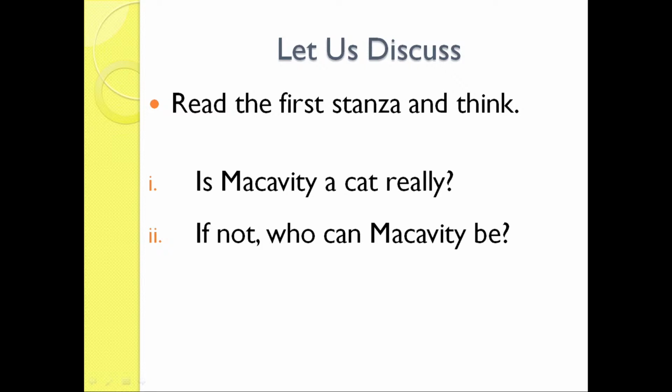A quick read. Just read the first stanza. Take just 30 seconds because we don't have much time. Have you gone through the first stanza? My first question is, is Macavity a cat really? If not, who can Macavity be?